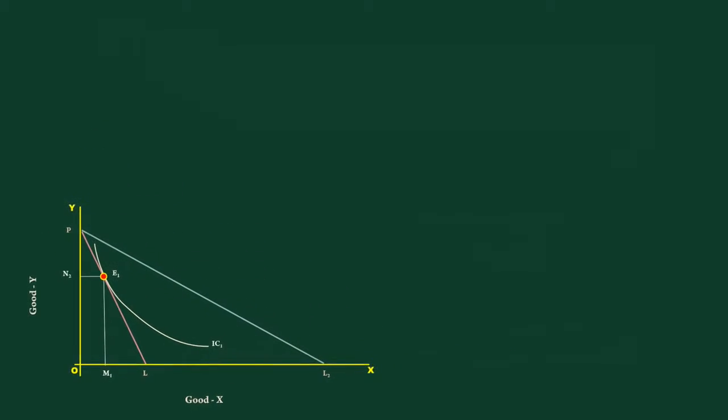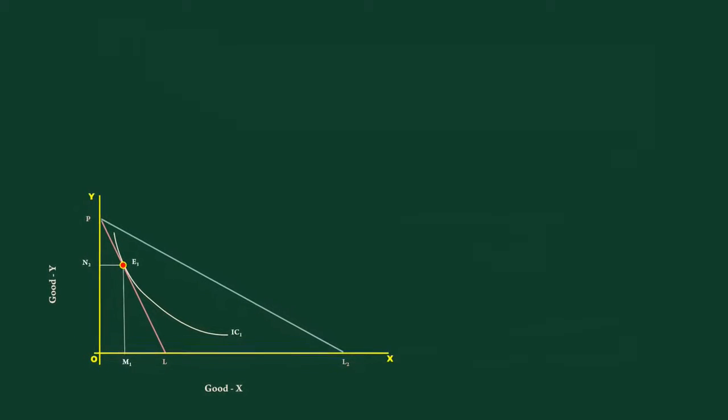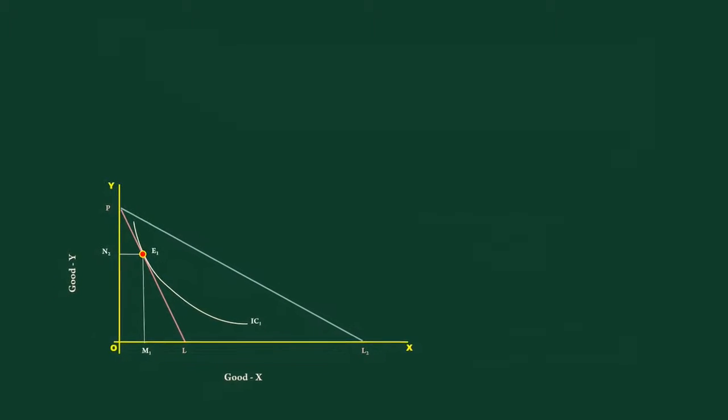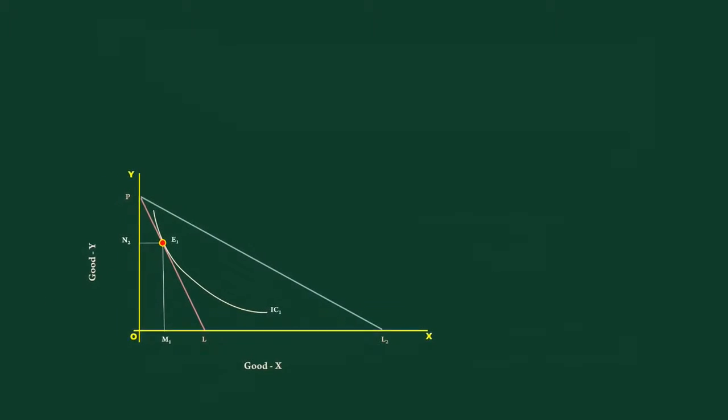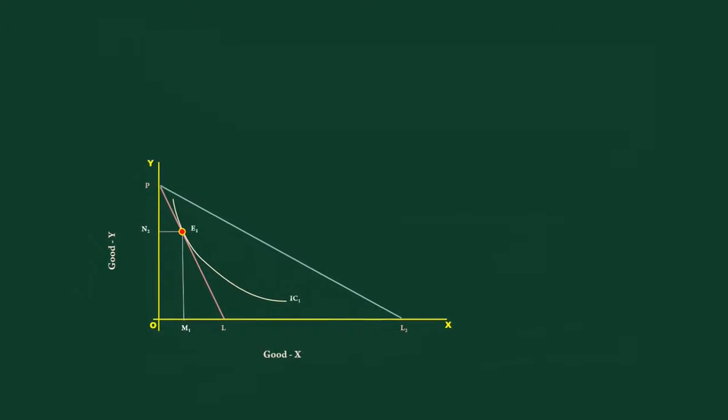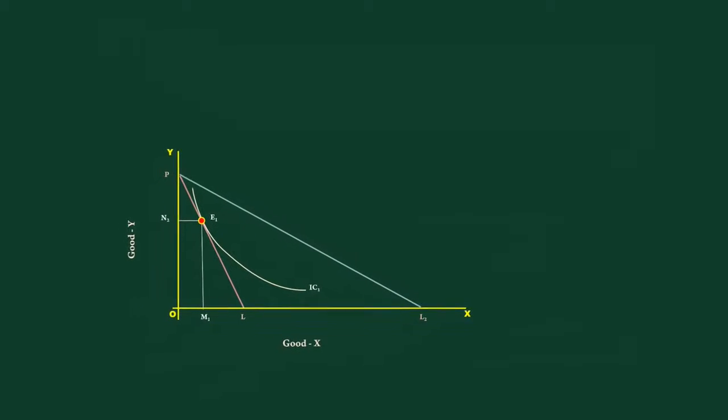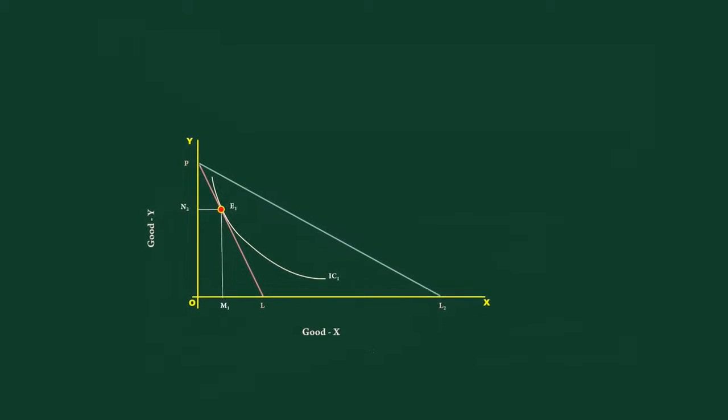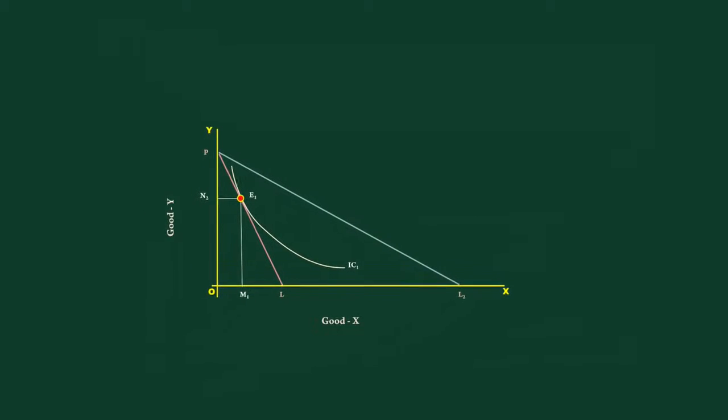After a fall in the price of good X, the consumer will buy more of good X because of two reasons. 1. Good X becomes relatively cheap. 2. The real income of the consumer goes up.